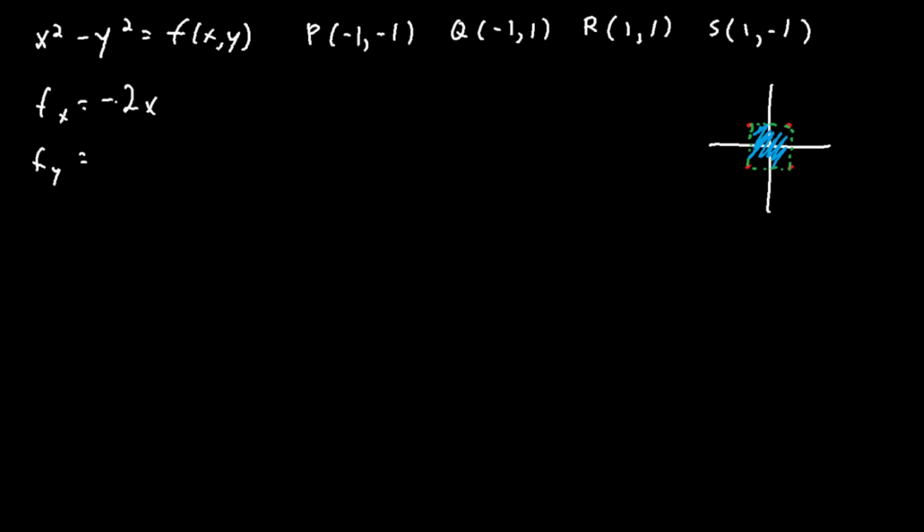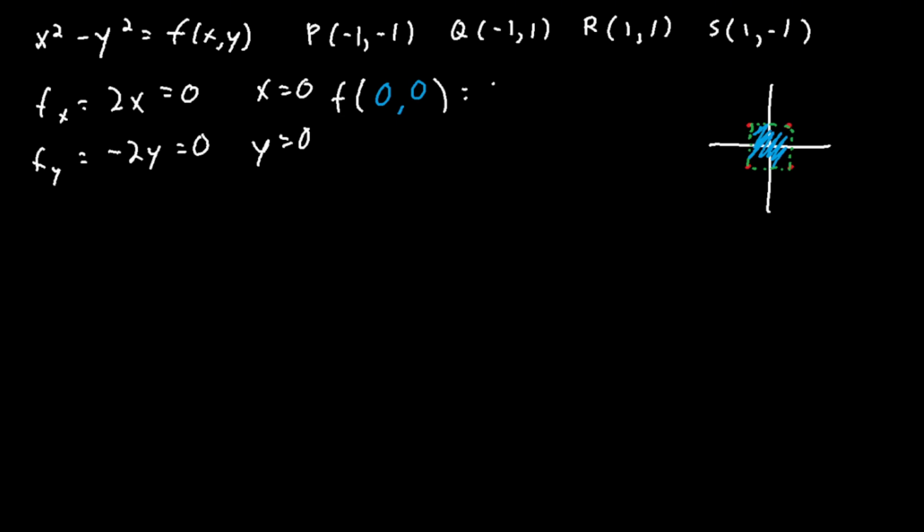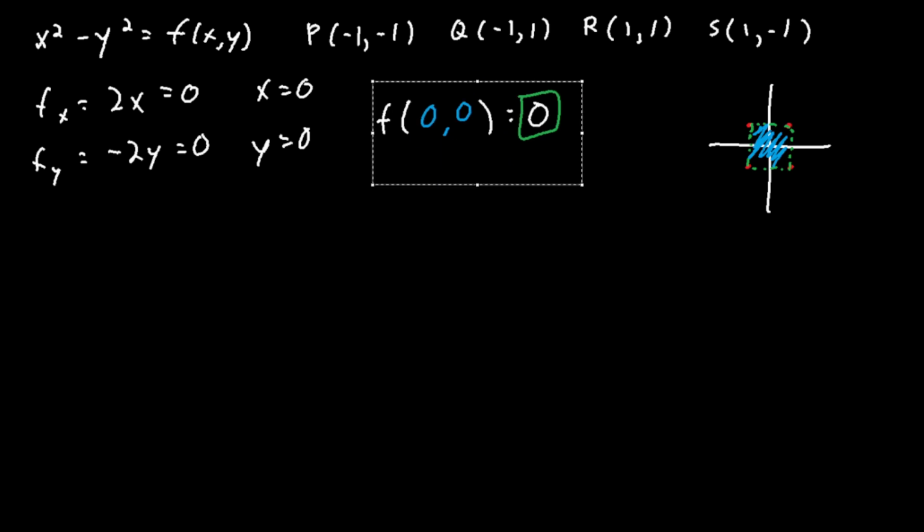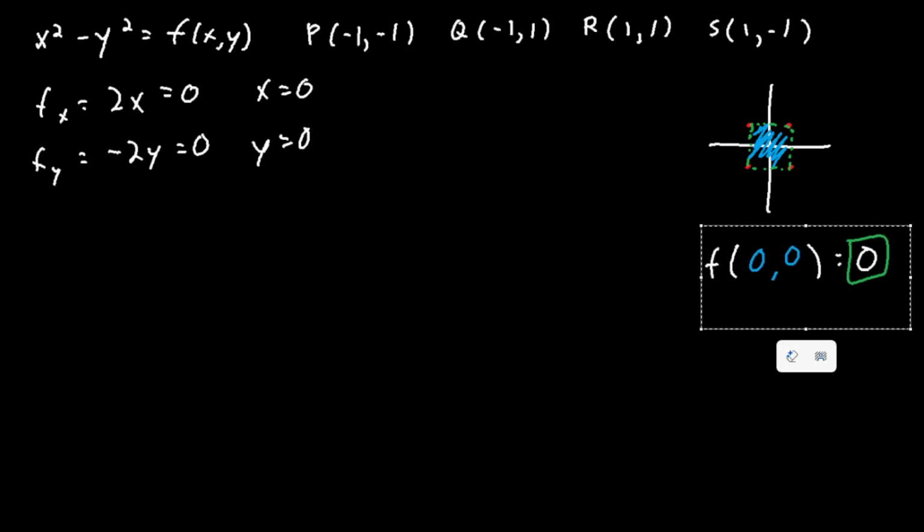So our x partial is 2x and our y partial is negative 2y. Set these equal to 0, and again, it's just x equals 0, y equals 0. And at this point, 0, 0, what is our value for the function? Our value for the function is simply just 0. 0 squared minus 0 squared is just 0. So we have our first potential local max or local min, or absolute max, absolute min. I can leave that down there.